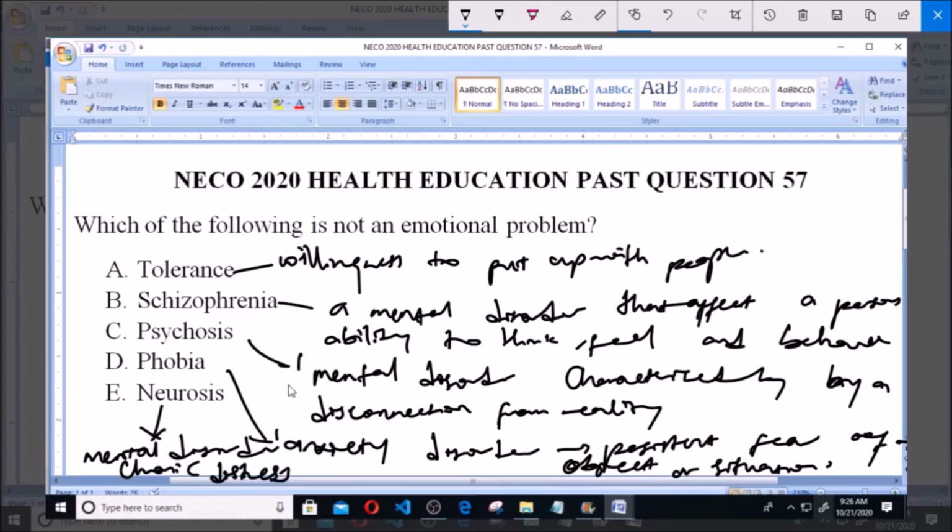Now looking at this, you agree with me that option A here, tolerance, is not an emotional problem, because one, it does not deal with the mental state or mental health of an individual, unlike schizophrenia, psychosis, phobia, and neurosis that deal with the mental stability of an individual. So therefore, option A is the correct answer to this question.